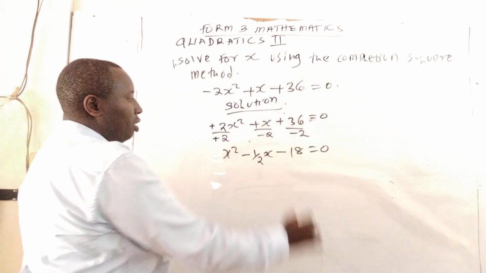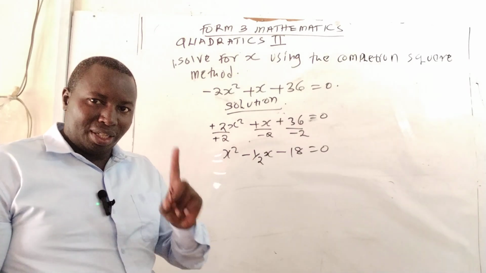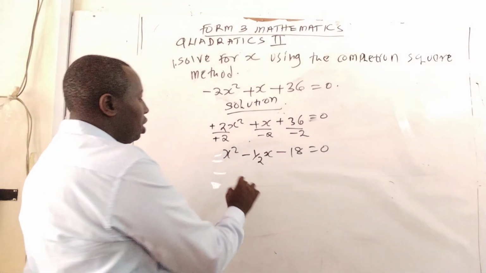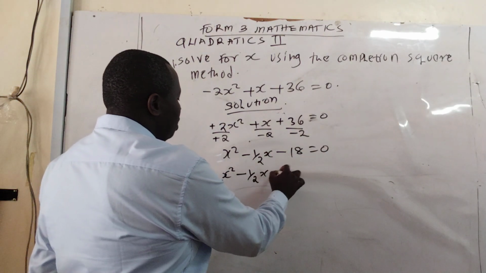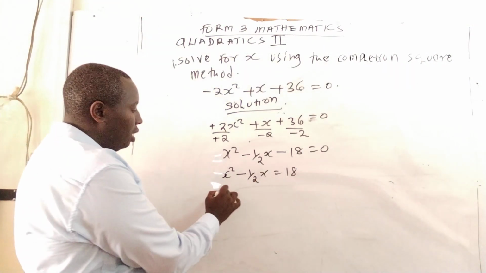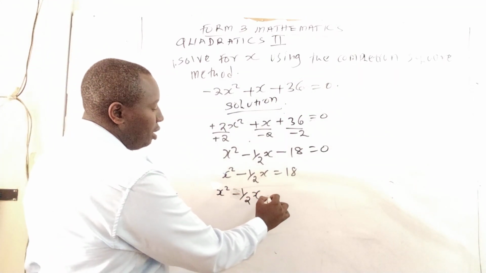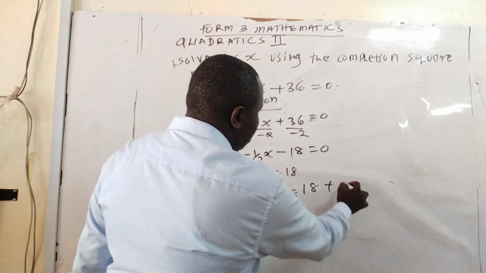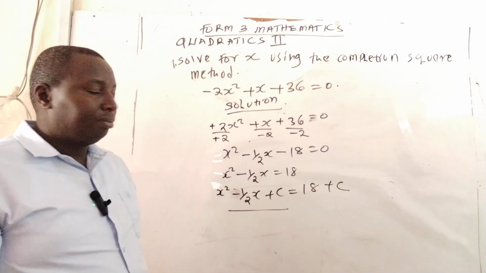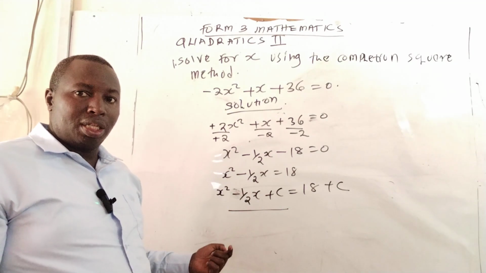That's step number 1: you make the coefficient of x squared equal to 1. Step number 2 is you take this minus 18 to the right, so that you have x squared minus a half x is equal to 18, so that you can complete the square for the first part. You get x squared minus a half x plus c is equal to 18 plus c. When you add c here, you have already completed the square, and the c that you add here, you also add on the other side.